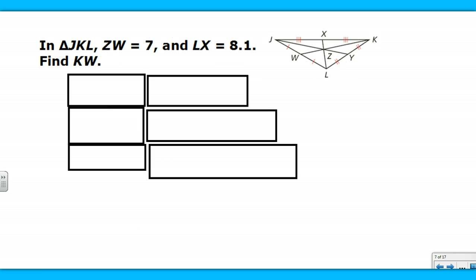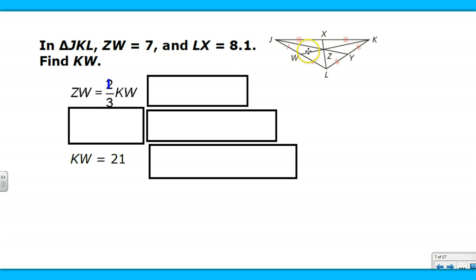Okay, in triangle JKL, ZW is 7. LX is 8.1. Find KW. And come back and check your work. And so you're probably doing this rather quickly, knowing that ZW is 7 and it is 1/3 of the entire length. Then what is 7 times 3? That's right, KW is 21. We can walk through it step by step. We know that ZW is 1/3 of KW. That was a correction from the key. This is based on the centroid theorem.